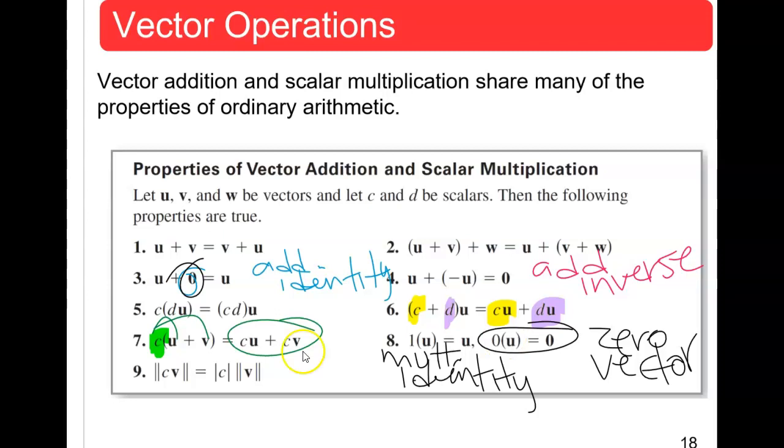And then finally we have property 9, which says that if you have a vector times a scalar, the magnitude of that vector will be the absolute value, because length will always be positive, so it will be the absolute value of that scalar times the magnitude of the vector in question.